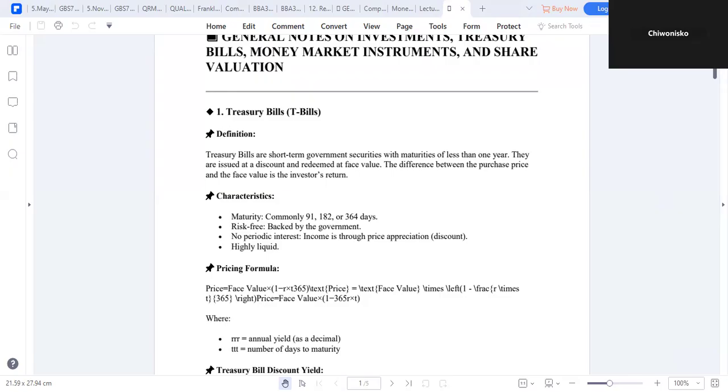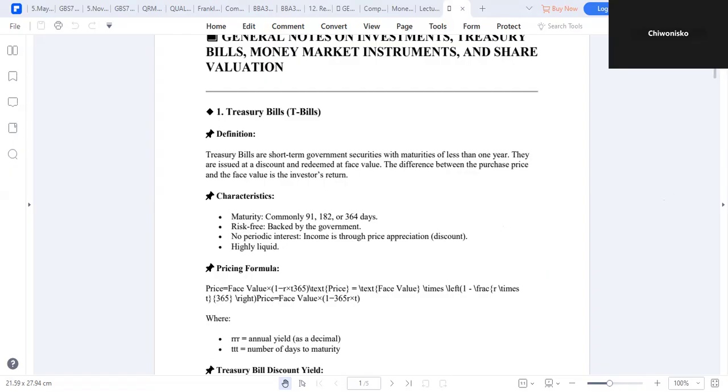So characteristics of treasury bills is that they vary in maturities from 91 days, 182 days, 364 days. And these are risk-free because they are backed by what? By government. And they have no periodic interest. Income is just through price appreciation. So they are highly liquid.